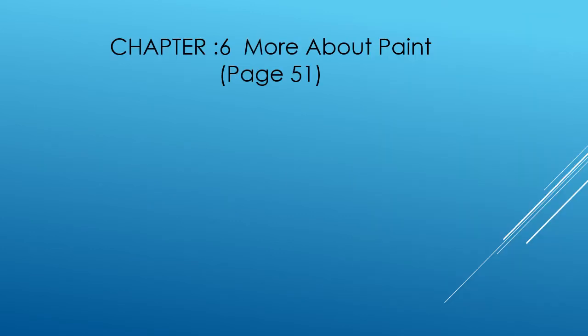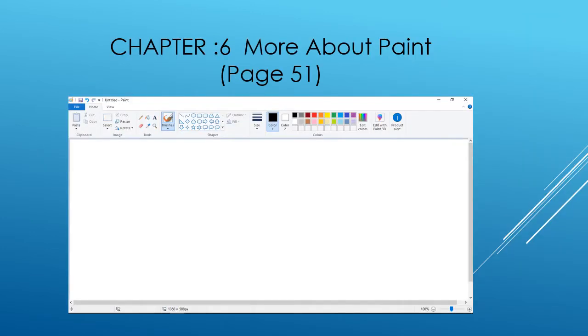Dear students, in our last lecture we have started learning chapter number 6, more about Paint. We have started reading from page number 51. We have seen the first screen of Microsoft Paint program. We have seen the drawing area, the area where we can draw our pictures, and we have also seen multiple options that are open on the ribbon.